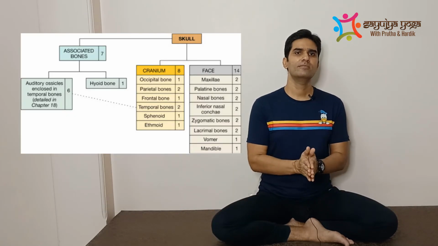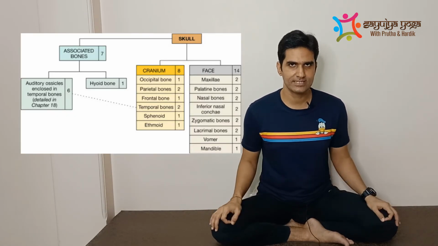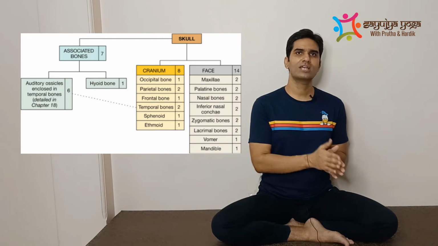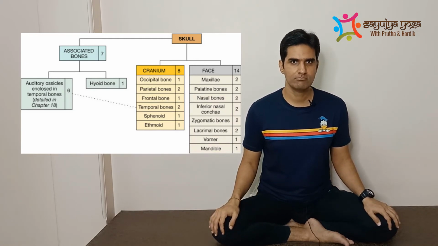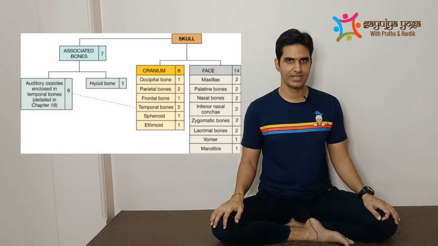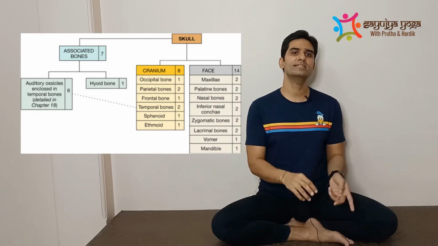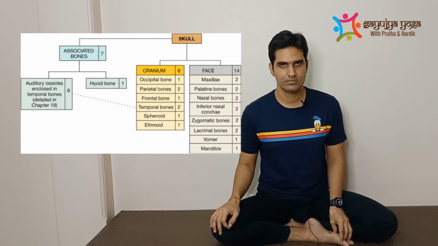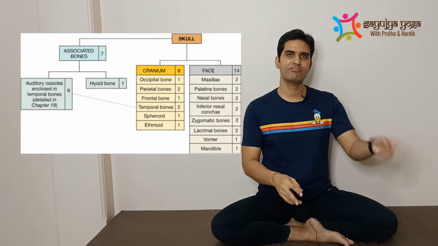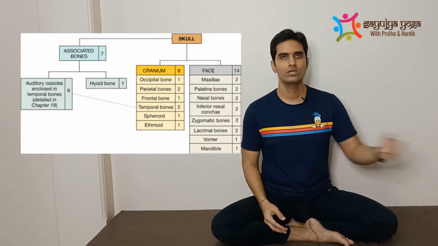So friends, there is something called associated skull bones. Some bones are not considered part of the skull, but they still reside in that general area. Therefore, they are often considered as associated with the skull. But they are not counted in your facial bones or in your cranial bones.